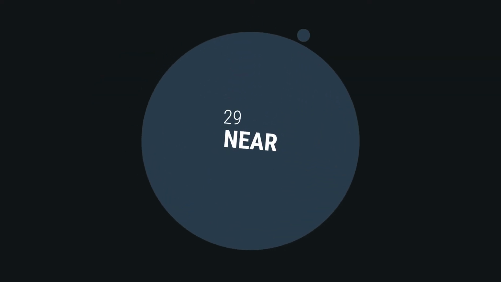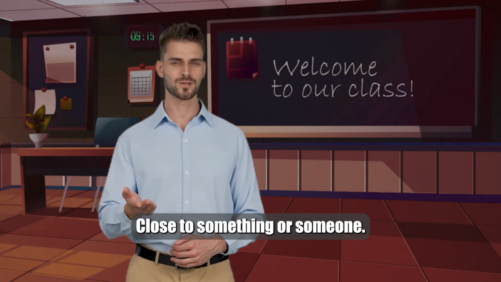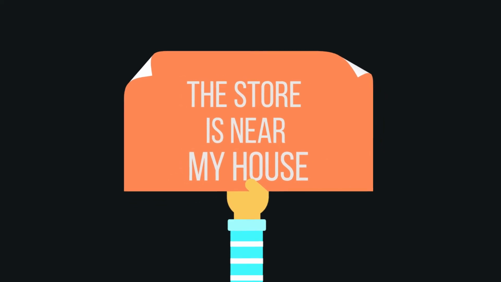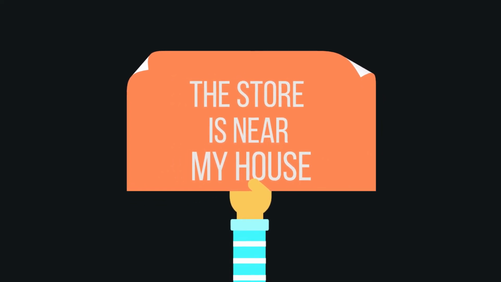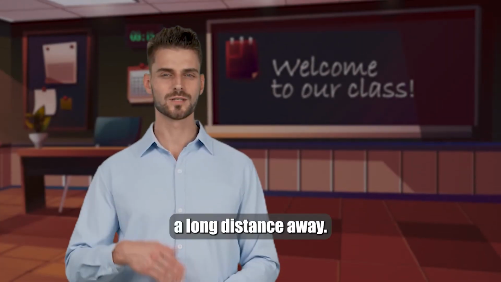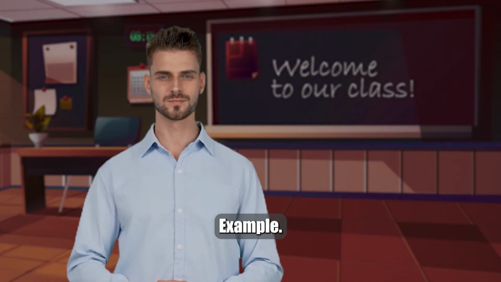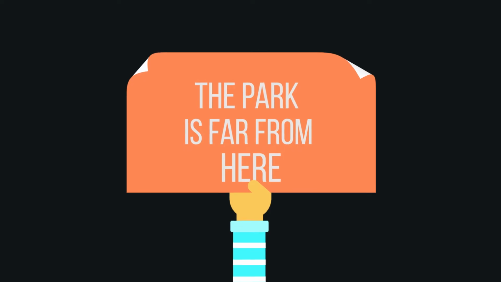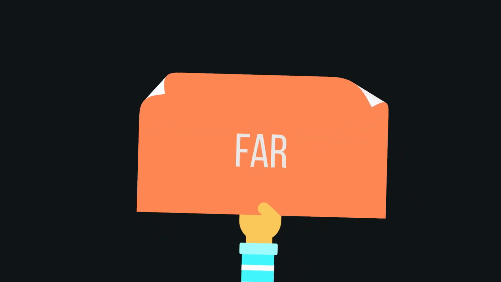29. Near. Close to something or someone. Example. The store is near my house. Repeat after me. Near. 30. Far. A long distance away. Example. The park is far from here. Repeat after me. Far.